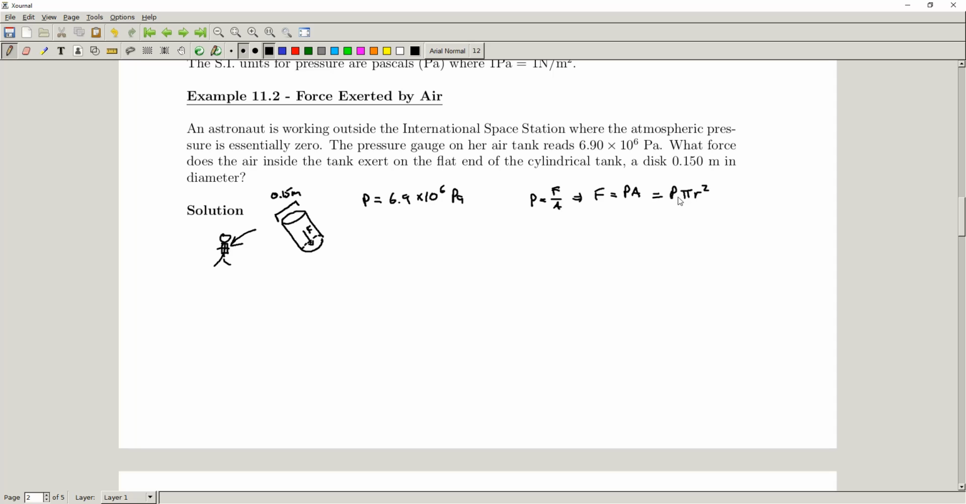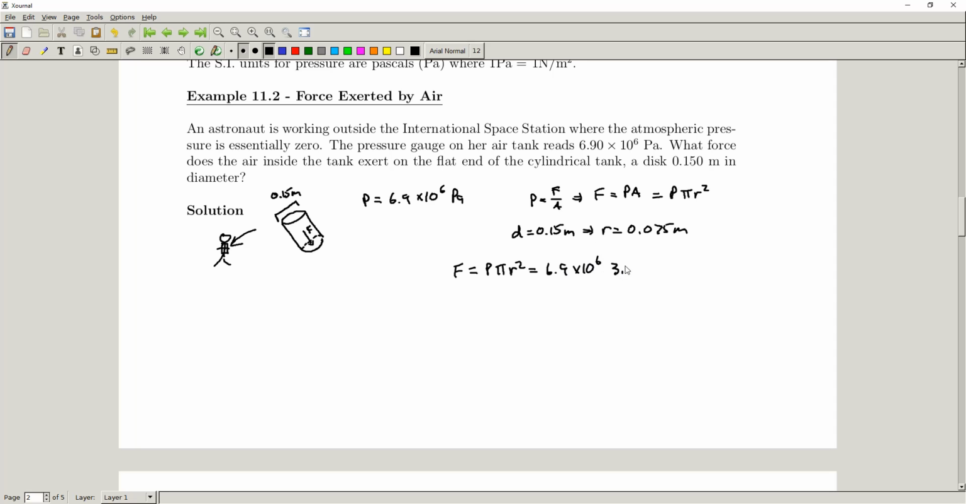We have to be careful a little bit because we're given the diameter. So if d is equal to 0.15 meters, well, this means that r is going to be equal to half of that, so 0.075 meters. And then we just have to substitute these numbers in. So we end up with F, again, maybe I'll just rewrite it here, P pi r squared. We have our P, 6.9 times 10 to the 6.